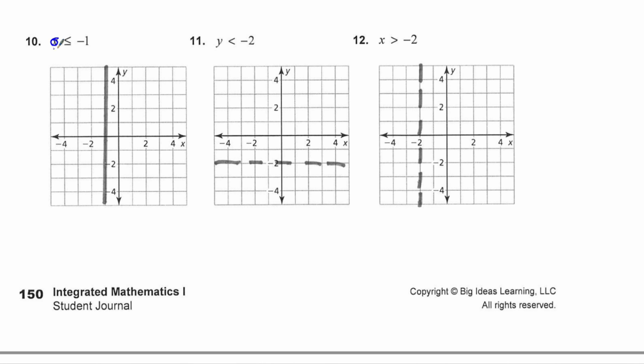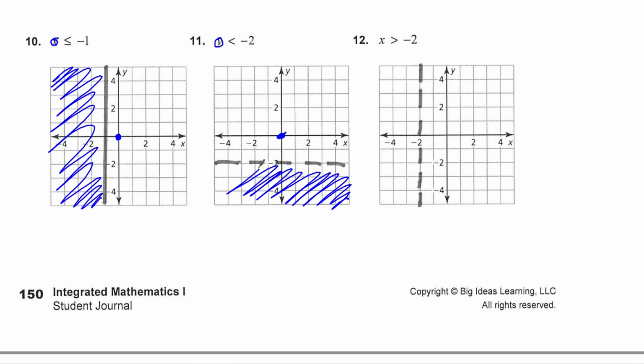Put in our 0. Is 0 less than or equal to -1? That is not correct. It is greater than -1. So we need to shade the side that does not include the 0. Okay, so now we check this point, put in a 0. Is 0 less than -2? No, it is not. So that means it is not part of the shaded answers. So we shade the other side.